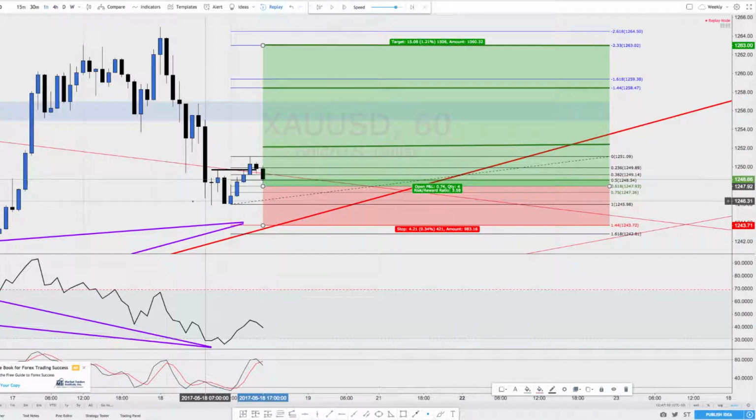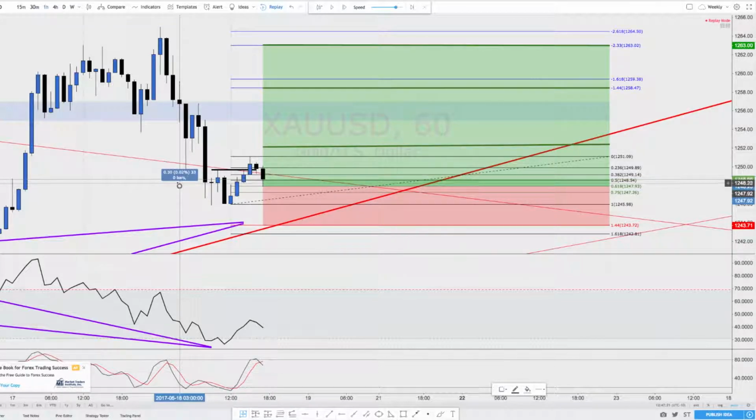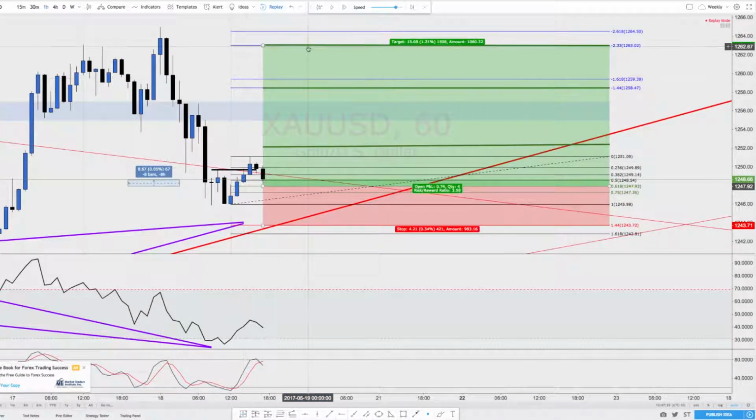We'll monitor the trade to see if we need to put break-even stops in at any point. Currently, the trade bounced back into profit 6 pips. 6 pips currently. Let's advance the chart.